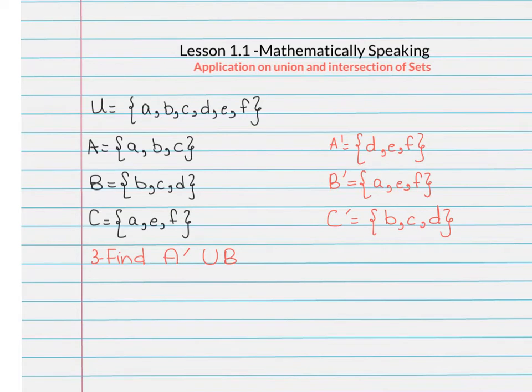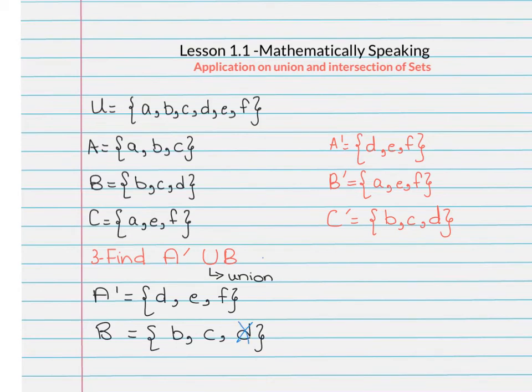Question number 3, find A prime union B. Remember, union means that we are going to combine the elements that are found in A prime and B, and if we have any repeated elements, we are going to write them only one time. We will start by writing A prime and B under each other. Now let's first identify if we have any common element to avoid writing it two times. If you notice here, the element D is found in A prime and in B. So I'm going to cross it out from B to avoid writing it two times.